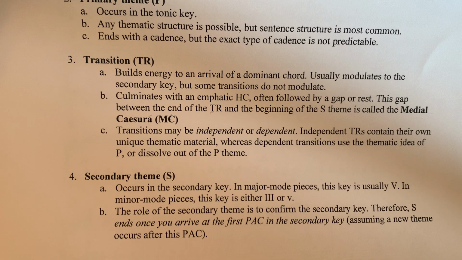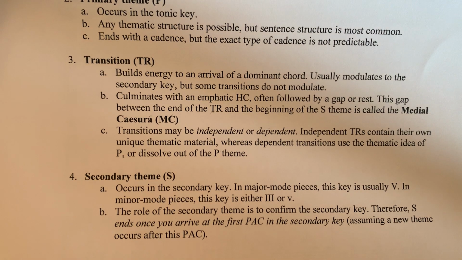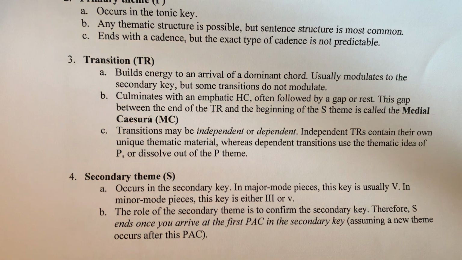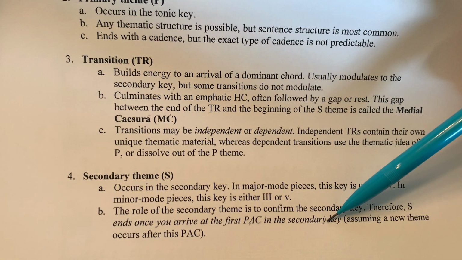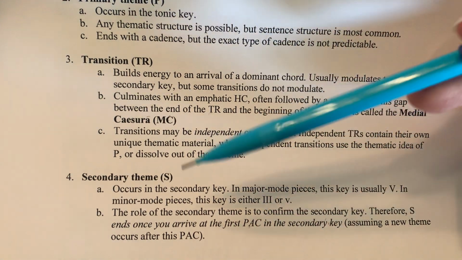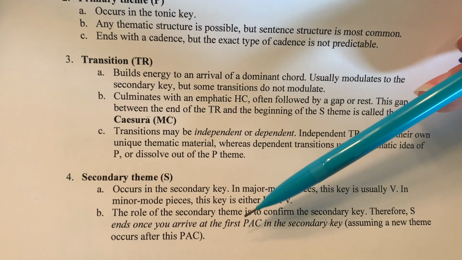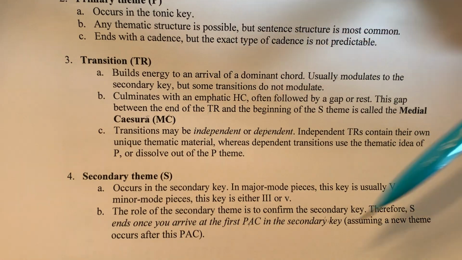So you're going to get another theme. It could be a period, could be a sentence, but the main thing you're listening for in the secondary theme is what happens next, because the main role of the secondary theme is to confirm this secondary key. Therefore, S will end once you arrive at the first PAC in the secondary key, assuming there's a new theme after this PAC. If you got a PAC and then you returned to the S theme, that wouldn't be it. You're thinking, where does S end? You're listening for a PAC, for this confirmation. And then if there's a new theme after it, you know that S has ended. So PAC, transition, ends with a half cadence.